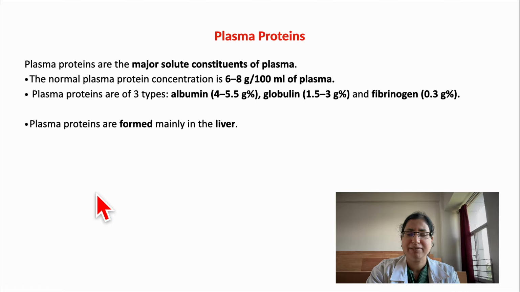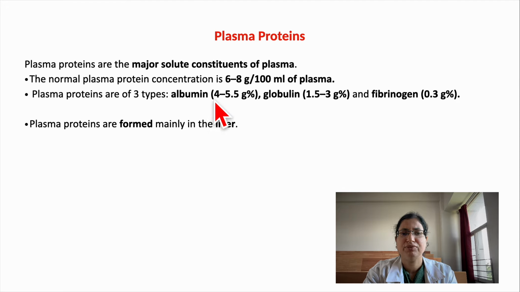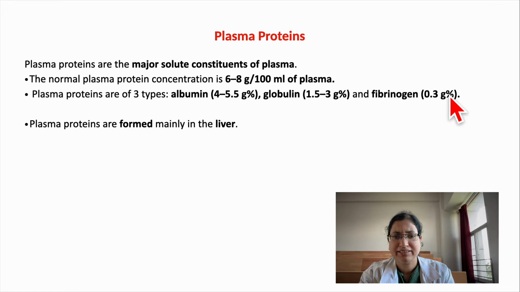Plasma proteins are of three types: albumin 4.4 to 5.5 gram per deciliter, globulin 1.5 to 3 gram per deciliter, and fibrinogen 0.3 gram per deciliter. These are all MCQs. You have to remember the concentration of albumin, globulin and fibrinogen in the plasma proteins. So fibrinogen is the least here.